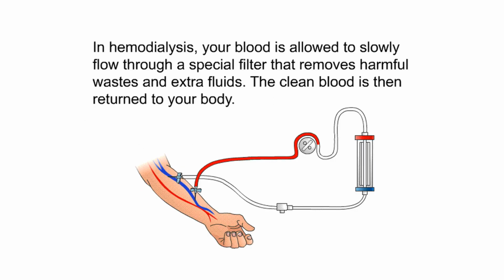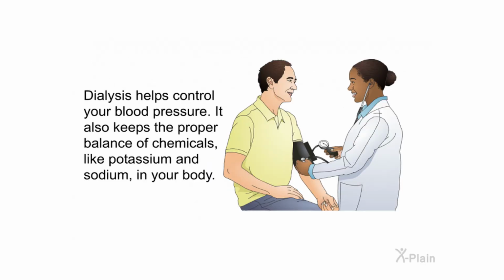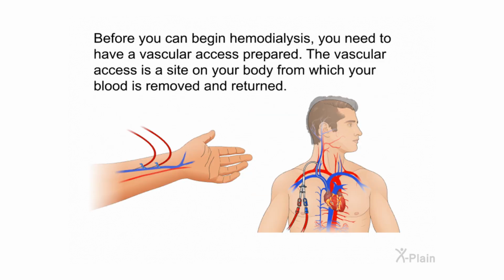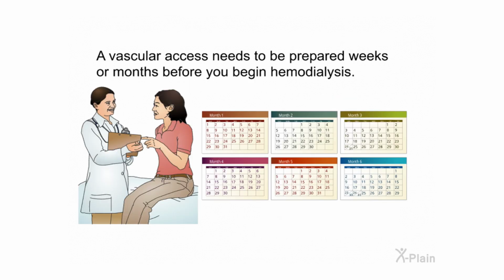In hemodialysis, your blood is allowed to slowly flow through a special filter that removes harmful wastes and extra fluids. The clean blood is then returned to your body. Dialysis helps control your blood pressure. It also keeps the proper balance of chemicals like potassium and sodium in your body. Before you can begin hemodialysis, you need to have a vascular access prepared. The vascular access is a site on your body from which your blood is removed and returned. A vascular access needs to be prepared weeks or months before you begin hemodialysis.